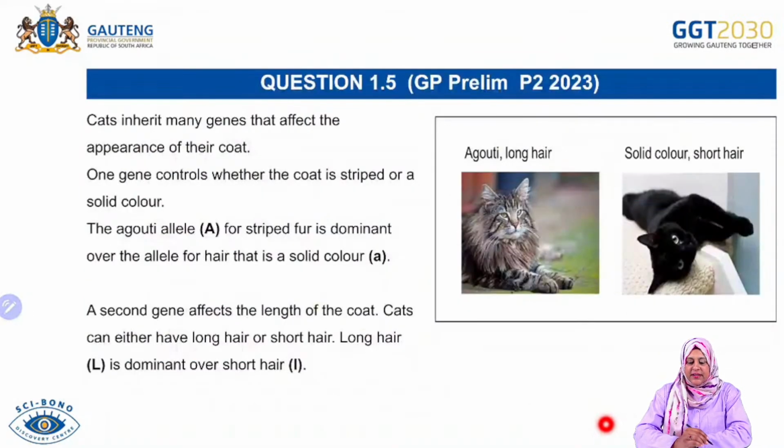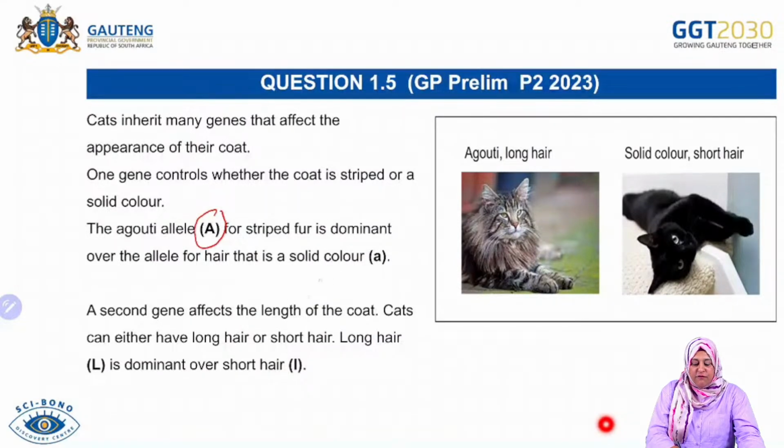So let's look at the last question, question 1.5 in the prelim. Cats inherit many genes that affect the appearance of their coat. One gene controls whether the coat is striped or a solid color. So now we're looking at color. The agouti allele A, capital A, for striped fur is dominant over the allele for a solid color. So here we are talking about two alleles, color, and the second gene affects the length of the coat.